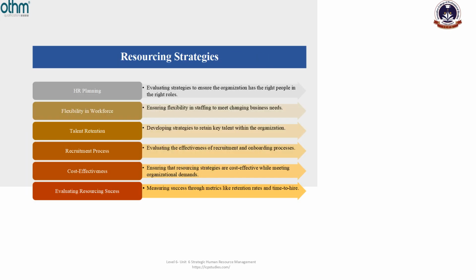Then we have resourcing strategies. First, we have HR planning, which is about evaluating the strategies to ensure that the organization has the right people in the right roles. Then there is flexibility in workforce, which ensures the flexibility in staffing to meet changing business needs.